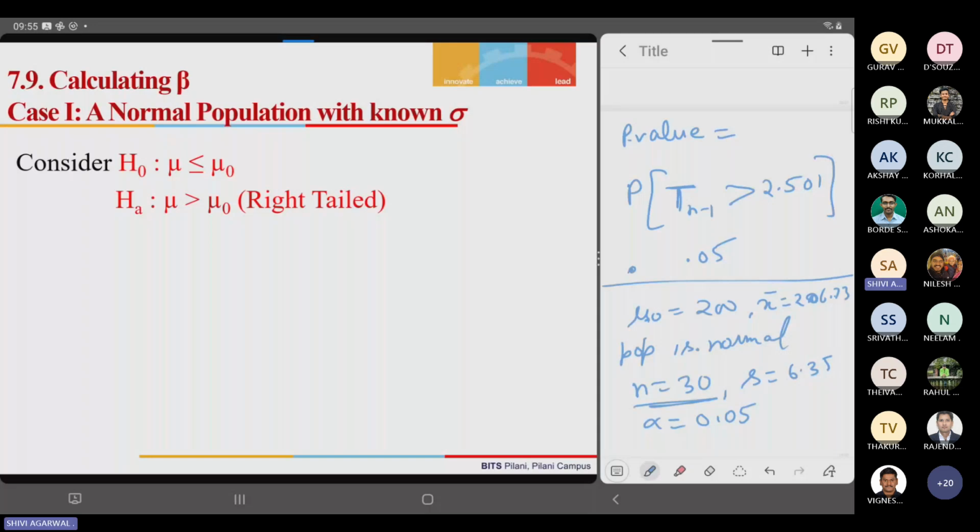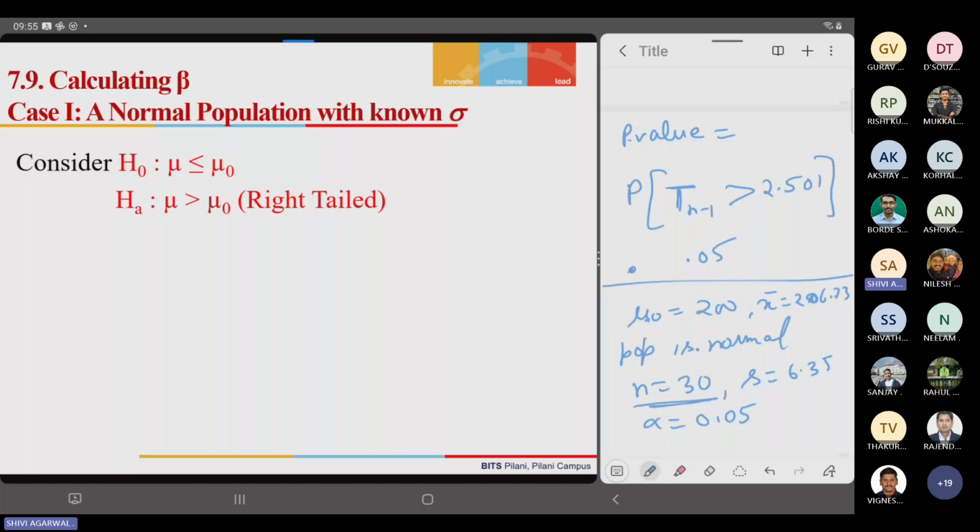Calculating beta is what? It's the probability of type 2 error. What is the meaning of type 2 error? It is that we fail to reject H naught when it is false. If it is false, some value of HA is provided to us to calculate the beta here.